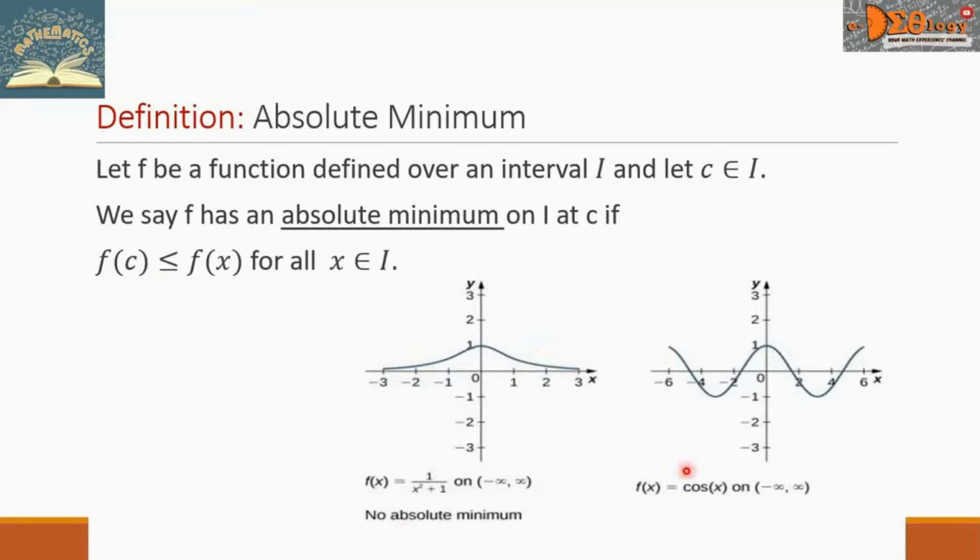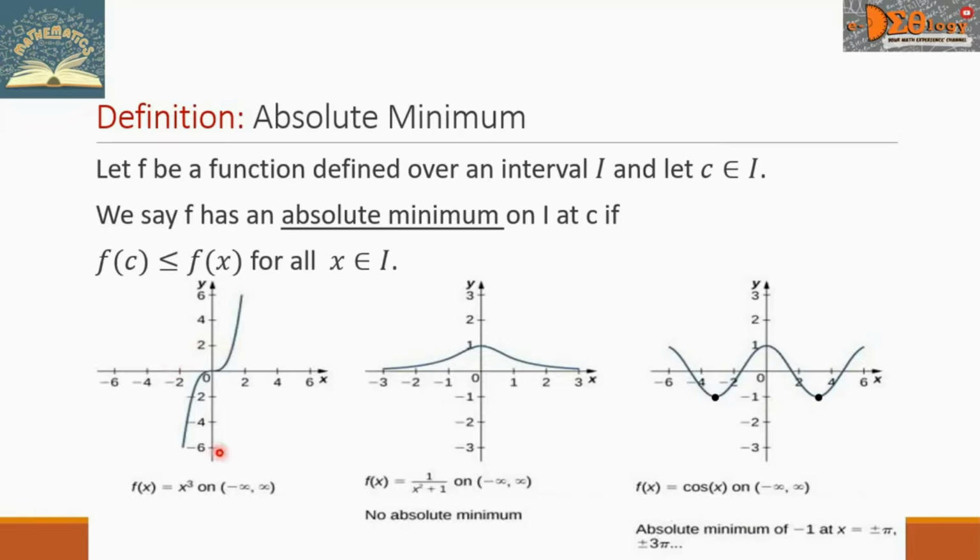The second example, f of x equals cosine x on the interval negative infinity to positive infinity. We say that there is an absolute minimum of negative 1 at x equals plus or minus pi, plus or minus 3 pi, and so on. These are the points corresponding to absolute minimum. These are the lowest points of the graph.